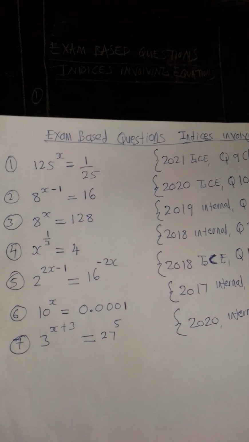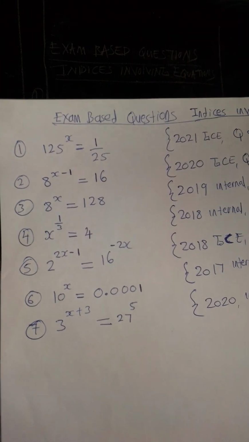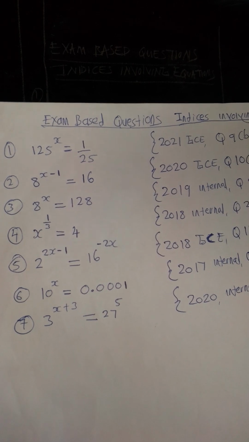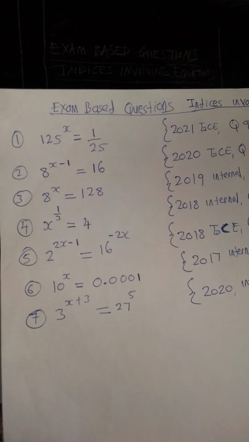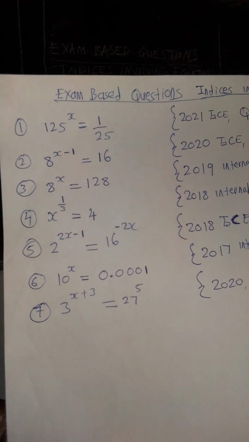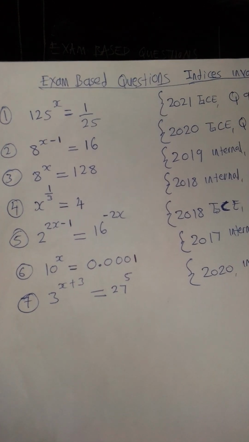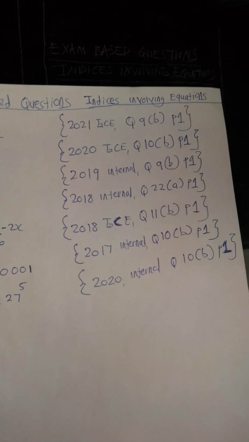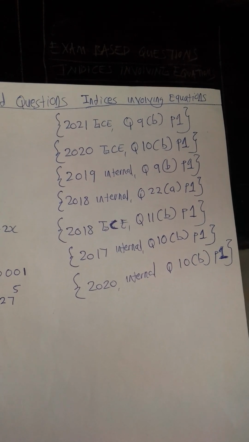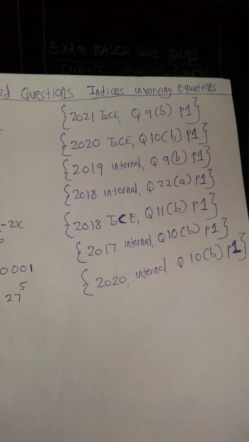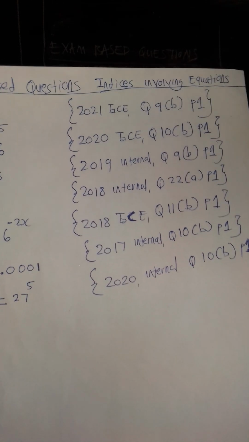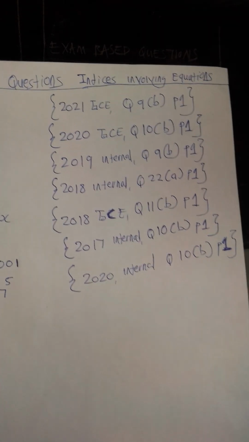So on this paper, we have the questions and the year they were taken from. From my left-hand side, you can see numbers from 1 up to 7. These are the questions. Then from my right-hand side, these are the years from which the questions were picked. So you can kindly pause the video and copy the questions.